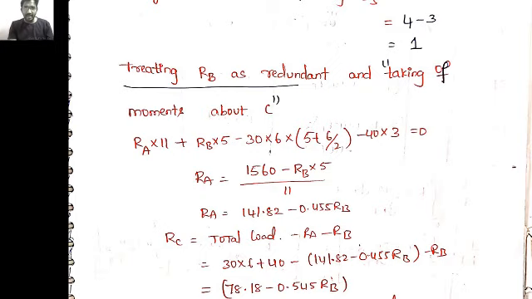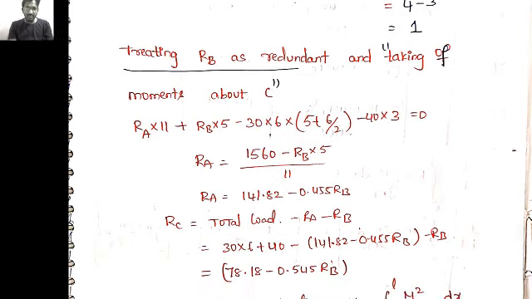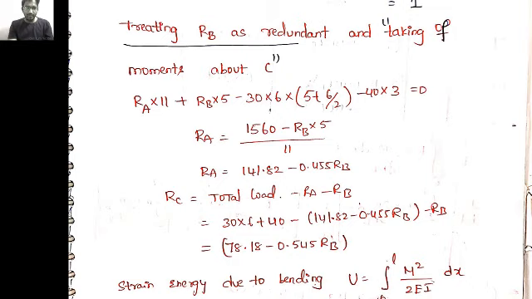And what is the RA here? 141.82 minus 0.455 RB. This is the RA value. While you are substituting, finally my equation in terms of RB only is 78.18 minus 0.545 into RB. These are the reactions, all in terms of RB. Why do I have to take them in terms of RB? I am treating RB as the redundancy. If you take RA to be the redundancy, then you have to take all the equations in RA only.